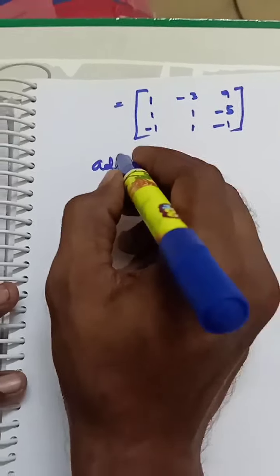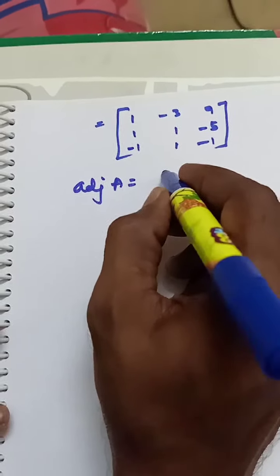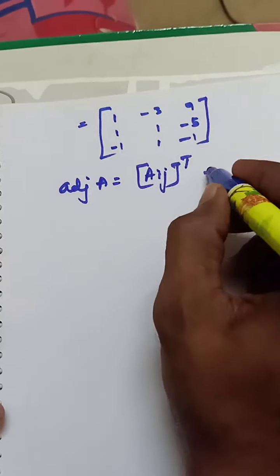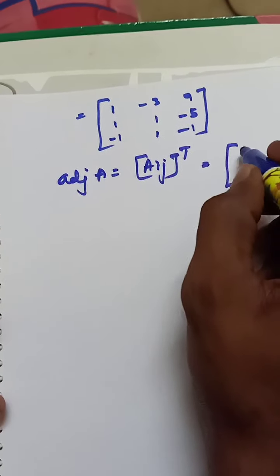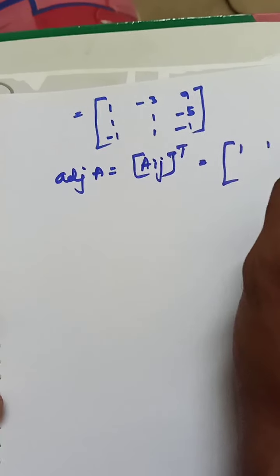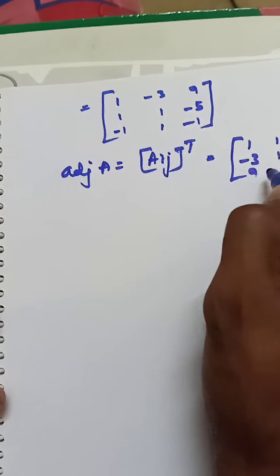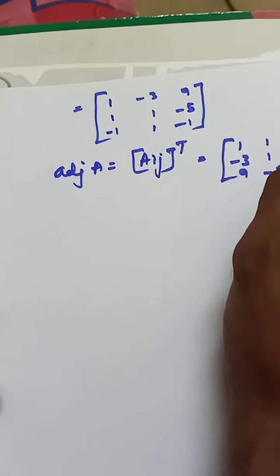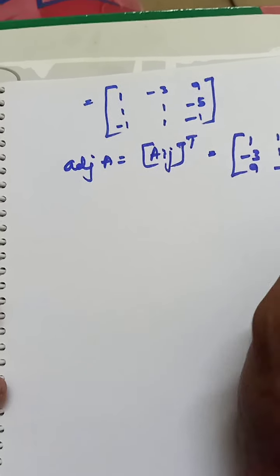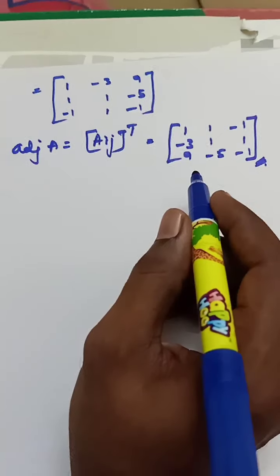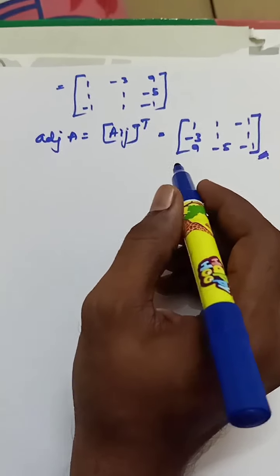Adjoint of A is nothing but Aij transpose. So this matrix transposed becomes 1, 1, -1, -3, 1, 1, 9, -5, -1. So we found the adjoint of the matrix. It is a very easy method to find the adjoint of a 3 by 3 matrix.